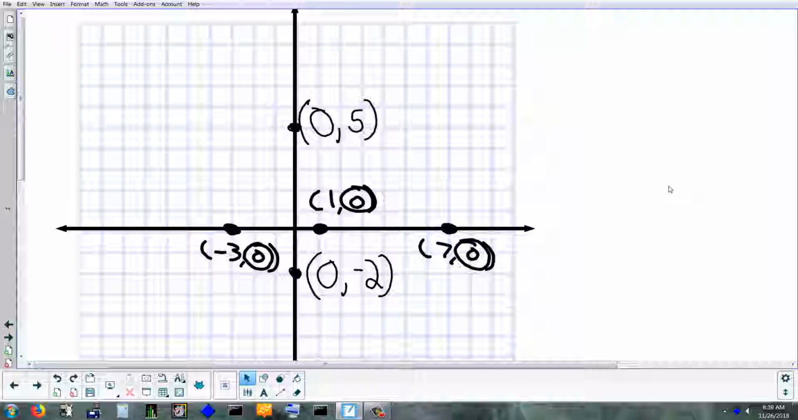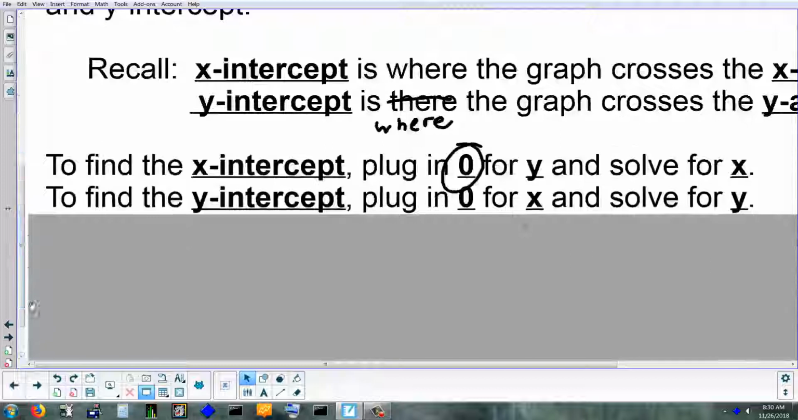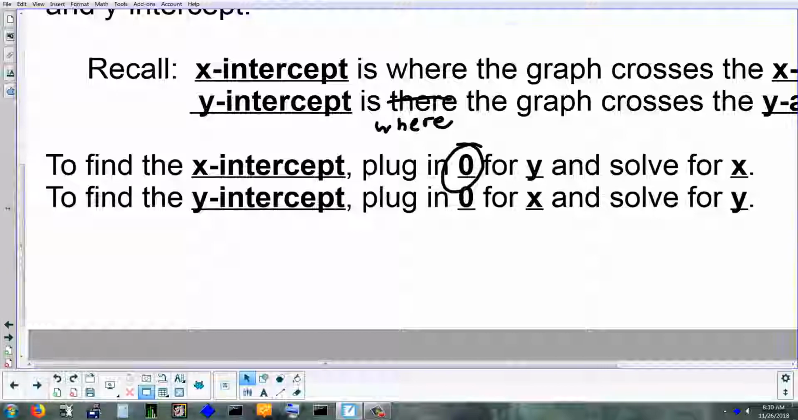Which value is 0? The x or the y? No, not the y. The y is 5 and the y is -2. The x, right? Remember, it's just like alphabetical order. X is first. They're both 0. Just like we talked about. Plug in 0 for x, that will give you y. All right? So everybody has this, right? We're good with that?